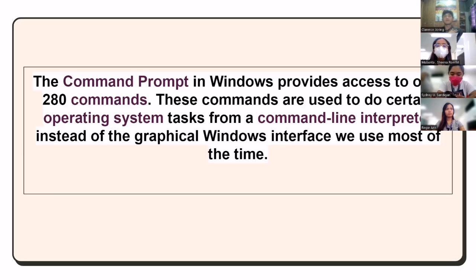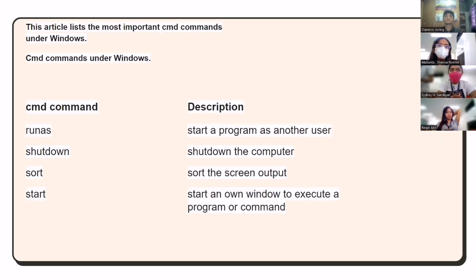The command prompt in Windows provides access to over 280 commands. These commands are used to do certain operating system tasks from the command line interpreter instead of the graphical Windows interface we use most of the time. This article lists more or less important commands under Windows.